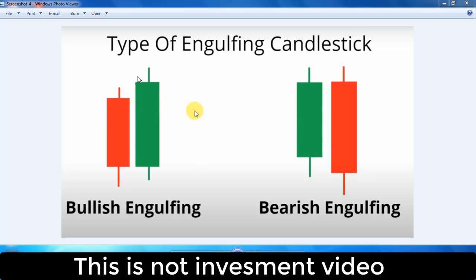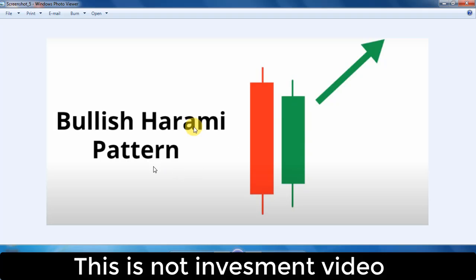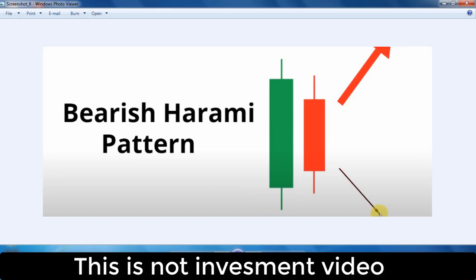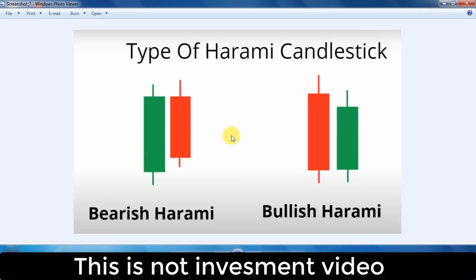The first candlestick pattern is a type of engulfing candlestick. There are two types of engulfing candlestick: the first is bullish engulfing and the second is bearish engulfing. Next, the bullish Harami pattern, and third, the bearish Harami pattern, and the fourth types of Harami candlestick pattern are bearish Harami and bullish Harami.